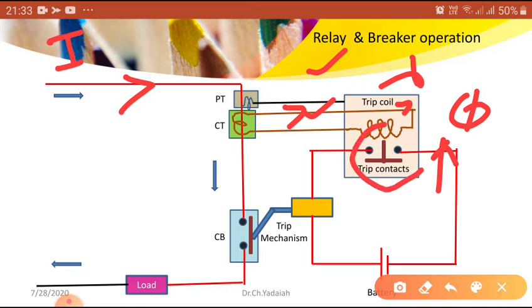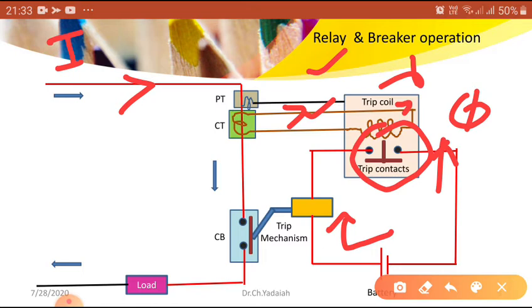Once it is open, the DC supply is not given to this mechanism. That mechanism has some motor, which is operated by the deformed spring charge, compressed air or hydraulic pressure, different methods to charge the spring.